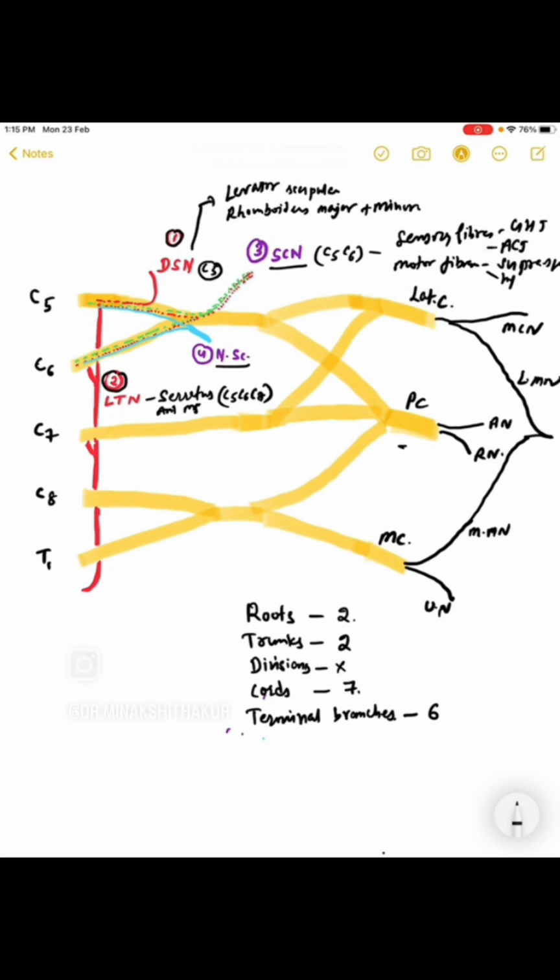supraspinatus and infraspinatus muscles. The supraspinatus muscle stabilizes the shoulder and abducts the shoulder. The infraspinatus muscle causes external rotation of the shoulder and also stabilizes the shoulder. The other nerve branch from the trunk is the nerve to subclavius, which supplies the subclavius muscle.